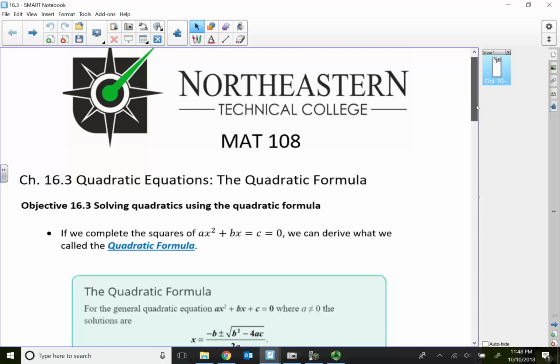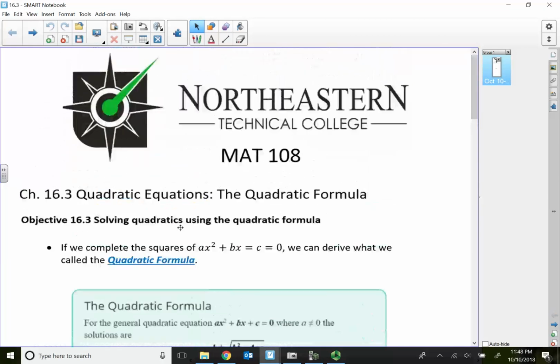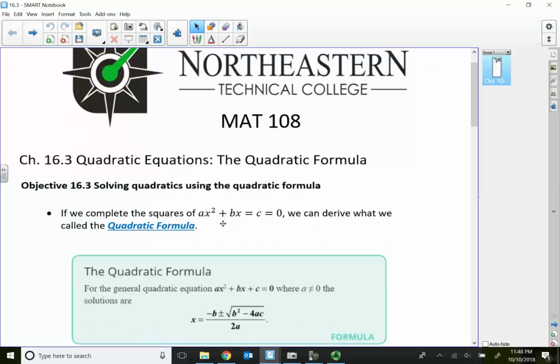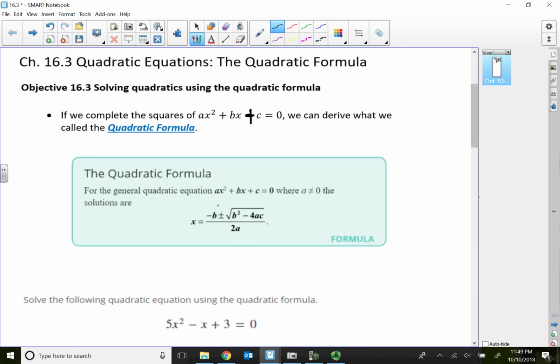So basically, based on the procedure of completing the square, if we complete the square on ax squared plus bx plus c, following the same steps, then we actually formulate this thing called the quadratic formula. So for any quadratic equation that cannot be factored, we can plug it into this quadratic formula.